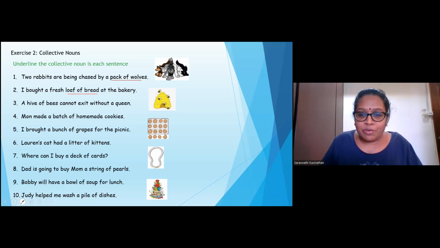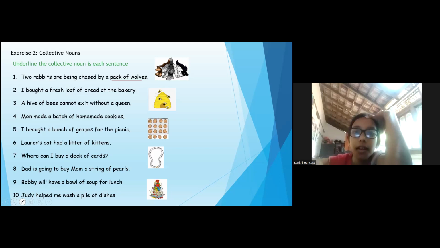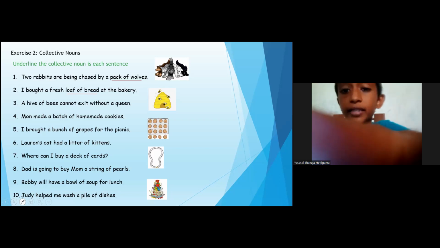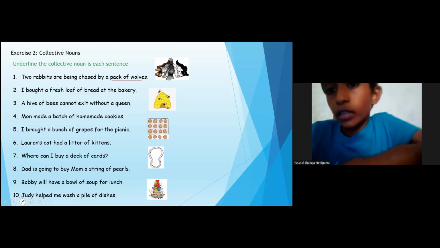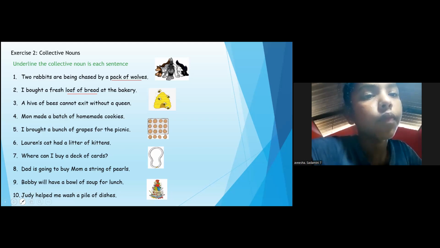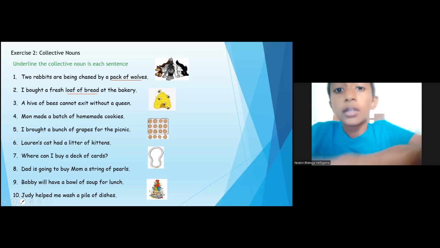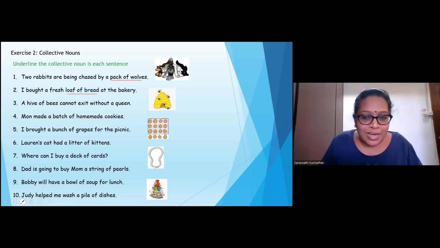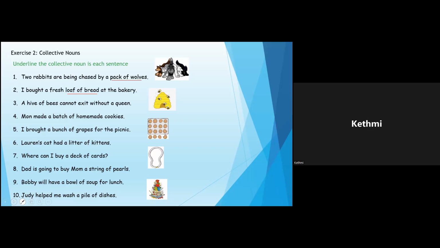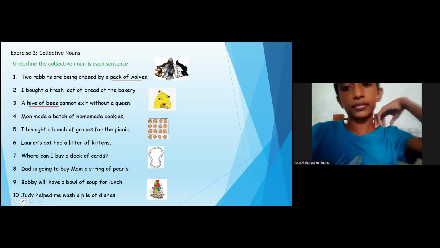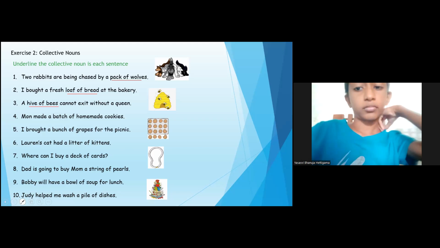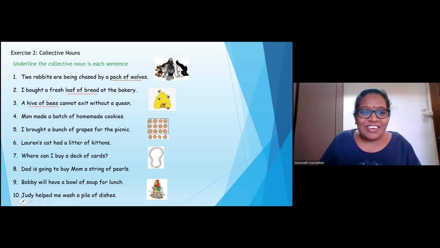Who can read number 3 for me? The hive of bees. Yes. Very good. So what's the collective noun? Hive of bees. Are you sure? You are very sure? Yes? Okay. Yes. A hive of bees. Well done. All right. Number 4.